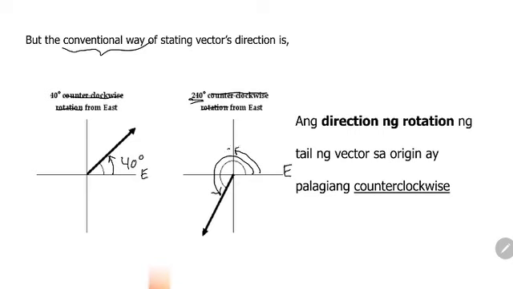So, 90. O, paano siya magiging 240? 180 na yun, di ba? Yung dalawang 90. Ibig sabihin, ito pala ay, this part is 60 degrees, para maging 240. Okay? Tandaan mo, always from the east and always counterclockwise yung rotation.